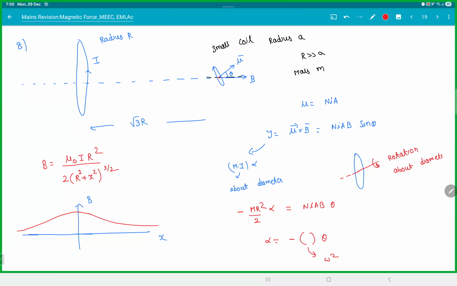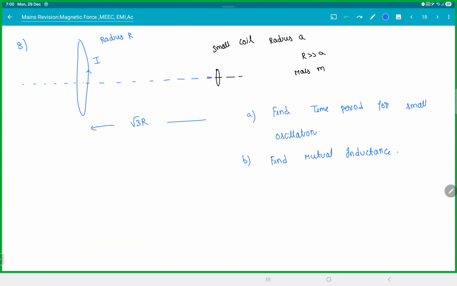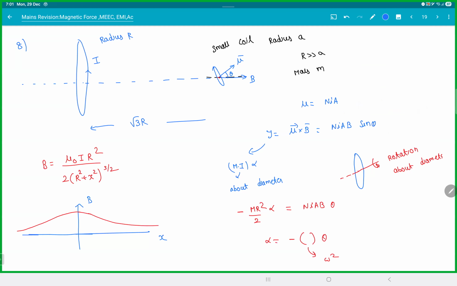What if I ask you the force between them? If I ask you to find the force between them, then what will you do? That will be a really good question. If I ask you find the time period for small oscillations, find force between them. No, this will start entering into advanced region, but anyway, even this still didn't look that easy.